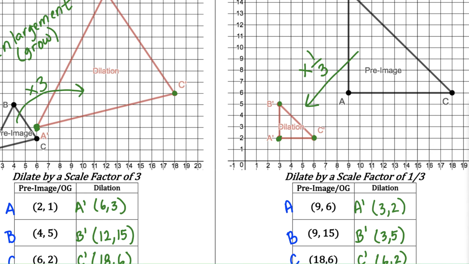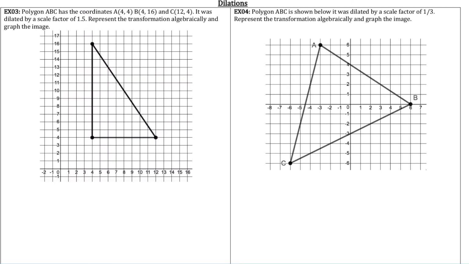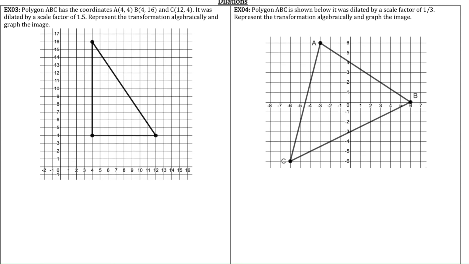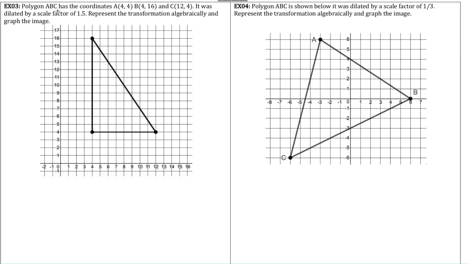So let's go to the next page. Okay, it says polygon ABC has the coordinates (4, 4), (4, 16), and (12, 4). It was dilated by a scale factor of 1.5. Remember, scale factor, this is the number you multiply by.